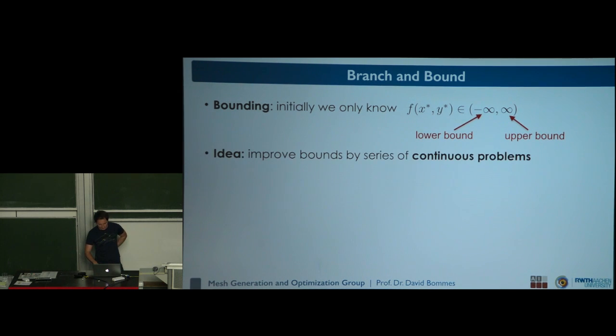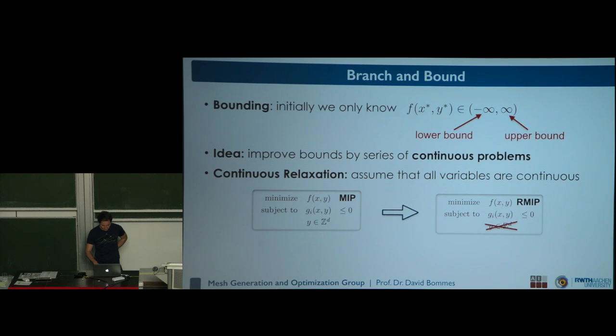And we want to do this by solving a series of continuous problems. So how can you do this? What we need is a continuous relaxation of our problem. And in this case, it's easy. We just say, okay, we have some integer constraints, but who cares? We just ignore them, right? So then we're back in the setting of a continuous problem, which is called the relaxed mixed integer problem.